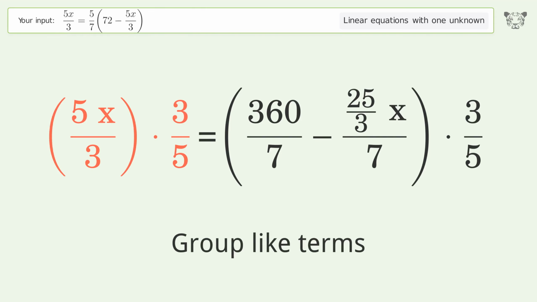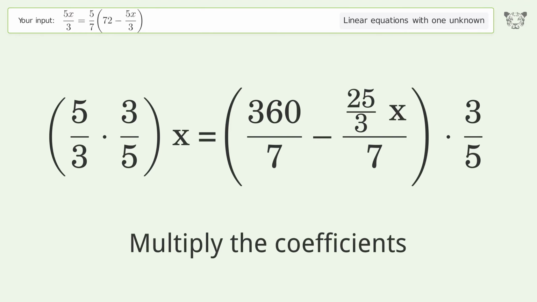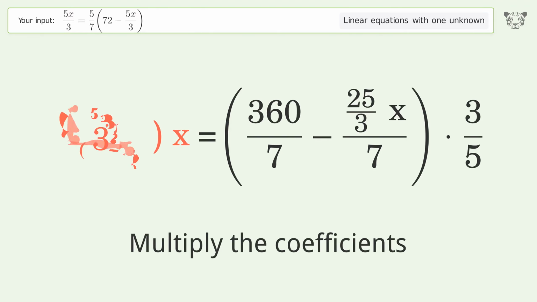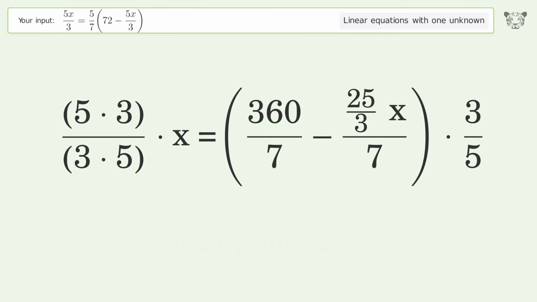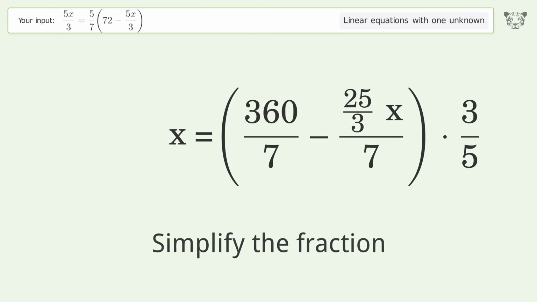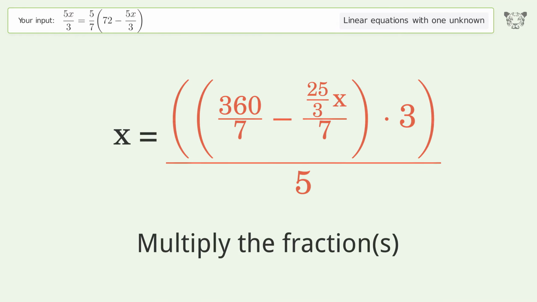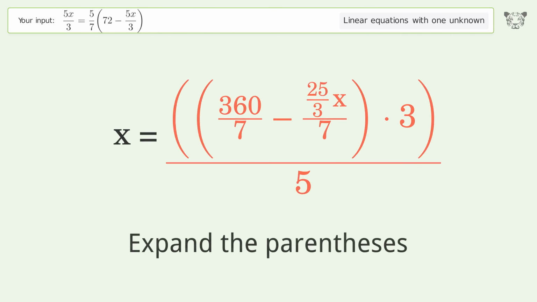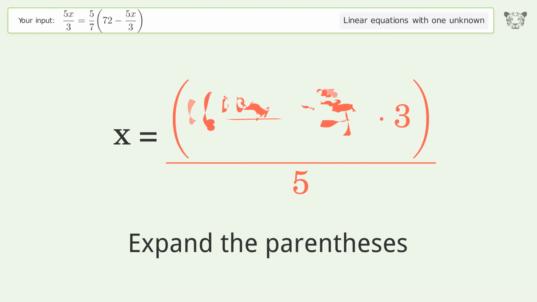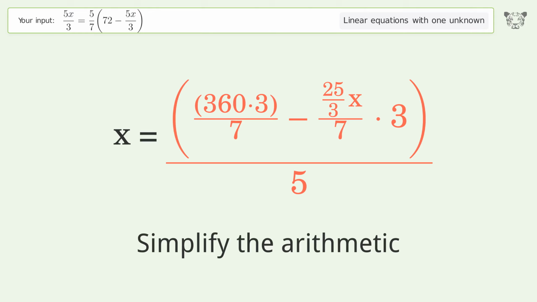Group like terms. Multiply the coefficients. Simplify the fraction. Multiply the fractions. Expand the parentheses. Simplify the arithmetic.